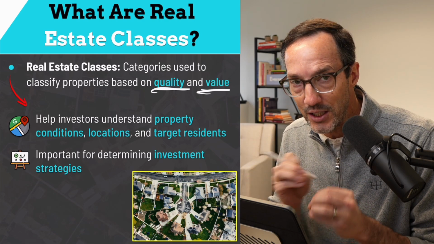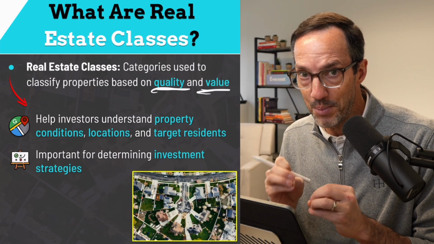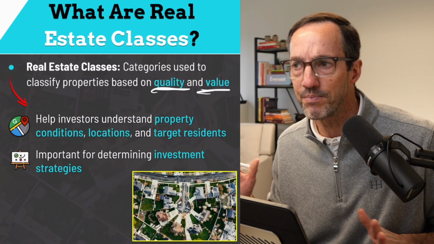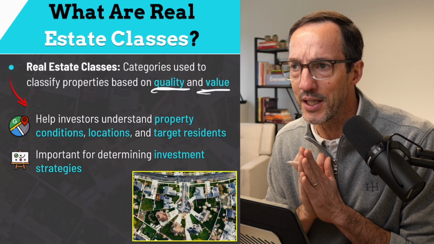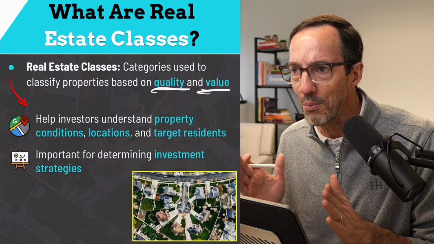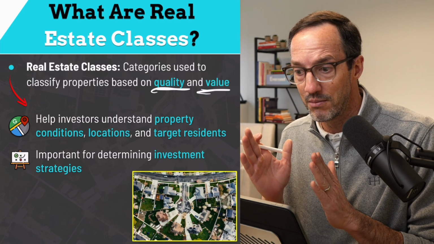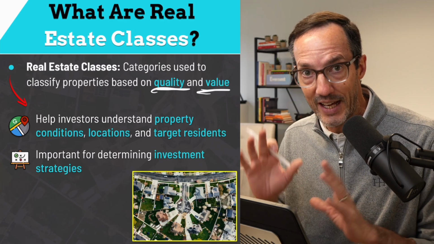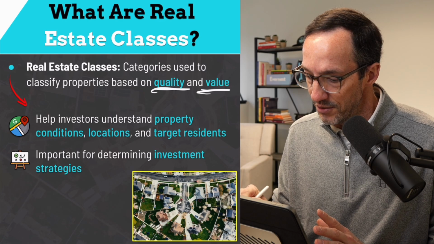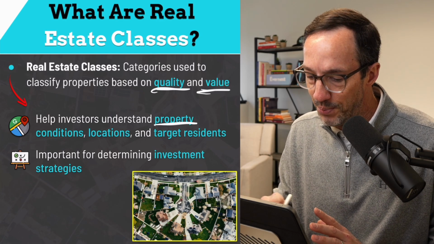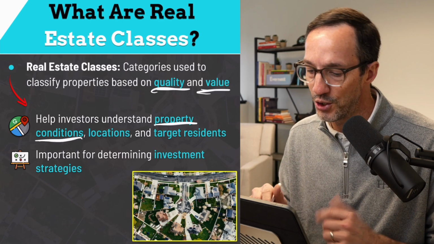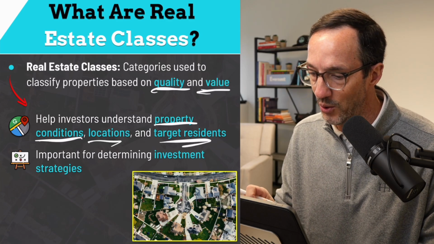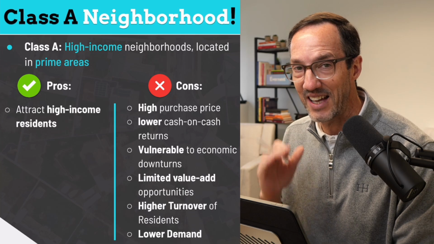I definitely want to look at the streets, but this will go a long way in helping you block out everything else. I think it might have been either Charlie Munger or Warren Buffett who said the biggest thing to success is knowing what to say no to, and that's what this is about. Property conditions, sometimes this is true, but definitely the location and target residents. So let's go ahead and look at Class A neighborhoods.